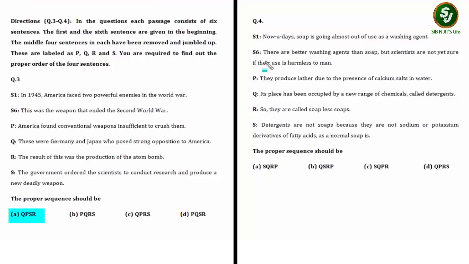And the last statement, which is already arranged, is, they are better washing agents than soap, but scientists are not yet sure if their use is harmless to man. So with this we get the correct sequence, which is option D: Q, P, R and S. So this was all about the topic of jumbled paragraphs. I hope it was useful to you all.